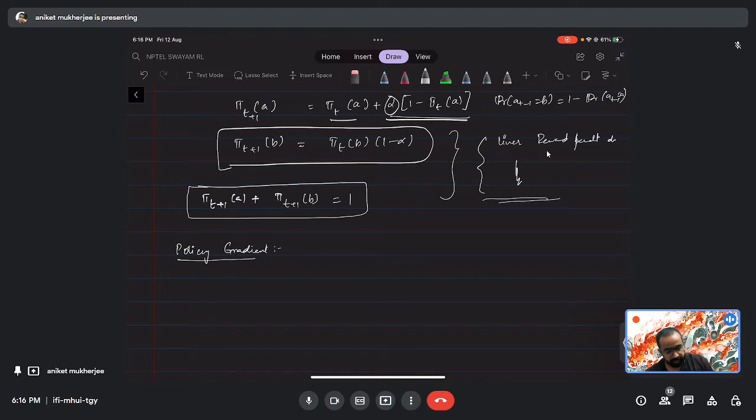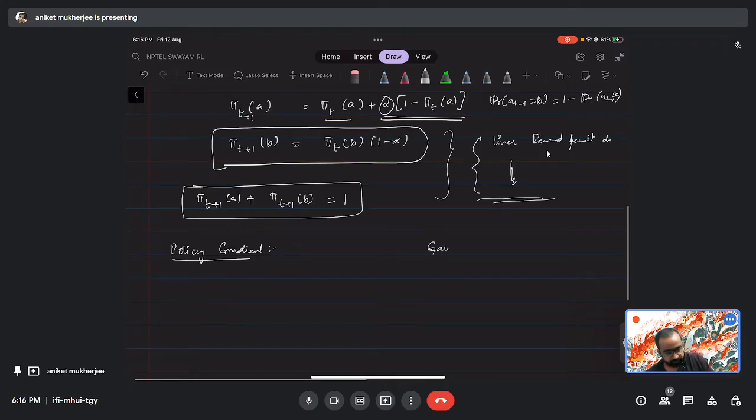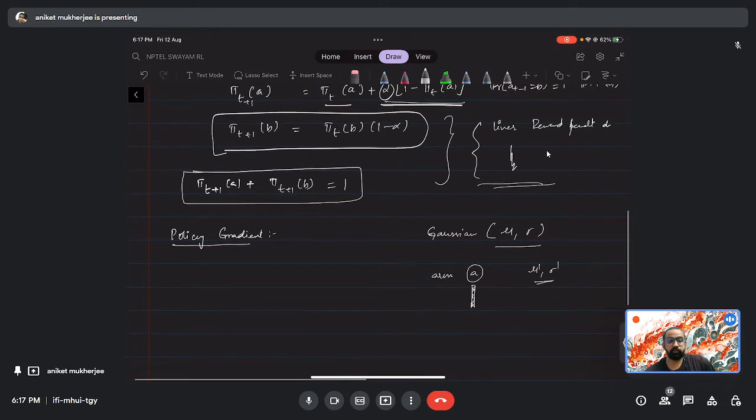So what I'm trying to say is, suppose you have a Gaussian with mu and sigma. You don't know what the mu is, what the sigma is. In this problem, you want to find out the mu. So now you have an arm, let's call it A, which has an underlying Gaussian distribution from which rewards are sampled with mean mu prime and sigma prime. You don't know mu prime and sigma prime. You want to know mu prime and sigma prime.